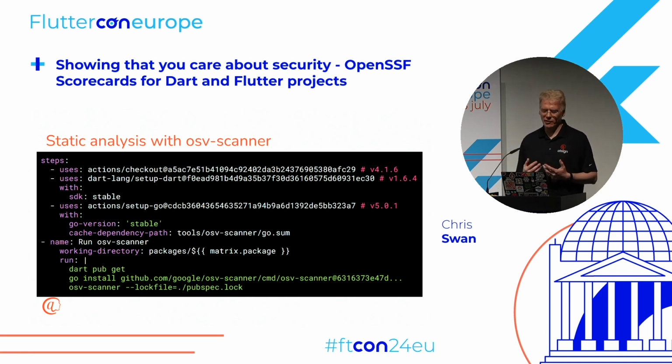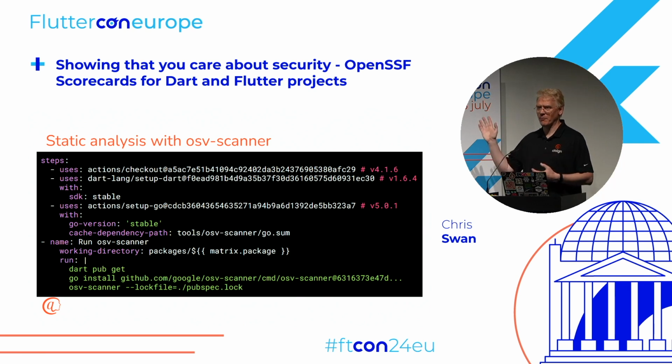So one tool that you can use on your Dart and Flutter projects is a thing called OSV Scanner. This is actually written in Golang, and so you have to set up Go as well as Dart in order to make this work. But what it does is it takes your pubspec.lock and analyzes that for any known insecure packages that you're importing. And so anywhere that you're already doing dart pub get in your CI, you'll have generated a pubspec.lock file, and with that file, you can run OSV Scanner against it.